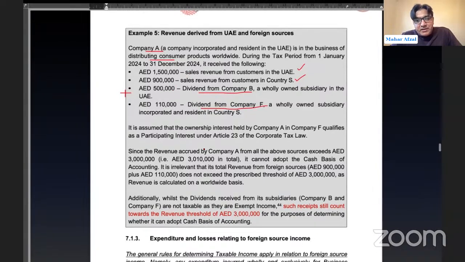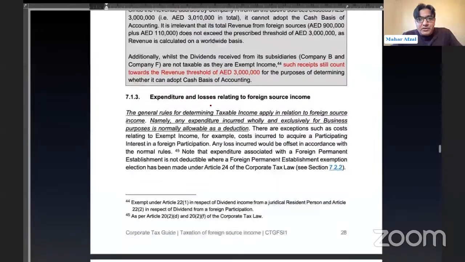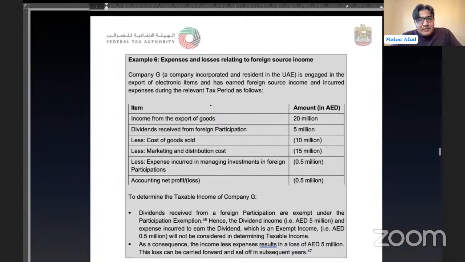Foreign source income is 900,000. They said such receipts, it cannot adopt the cash basis. This is an important thing. Whenever you are assessing, you need to apply a cash basis or accrual basis. You need to consider the total income, even exempt, even taxable. This is the example specifically for this. They said if you consider the total income, it is more than 3 million, so you cannot apply the cash basis of accounting. Exempt income, you need to include it while calculating this threshold. Loss related to the foreign source income.